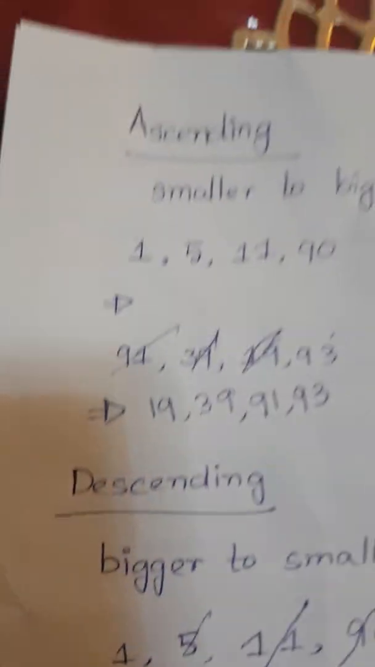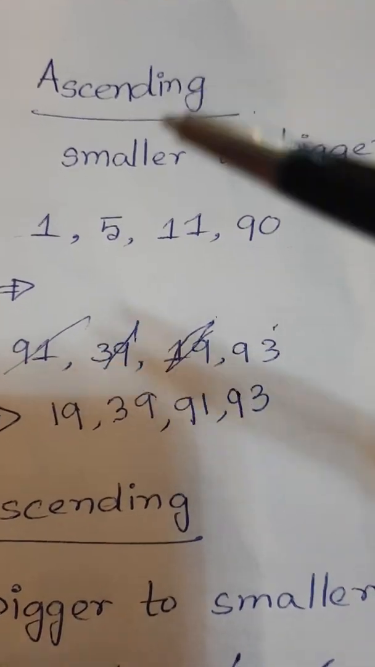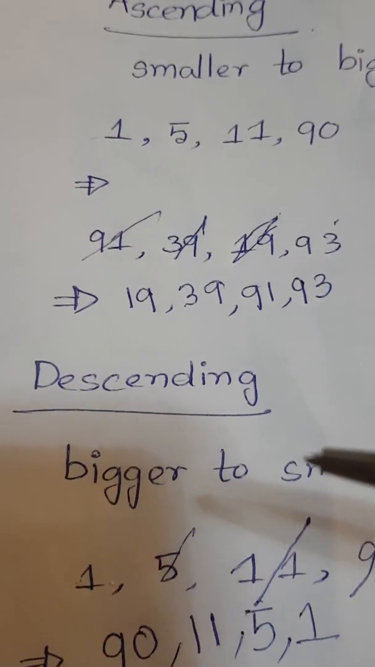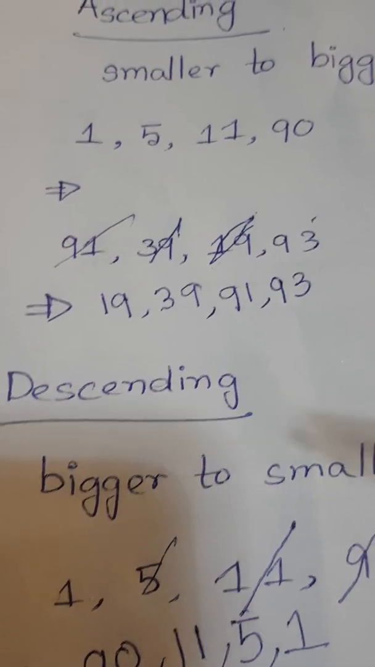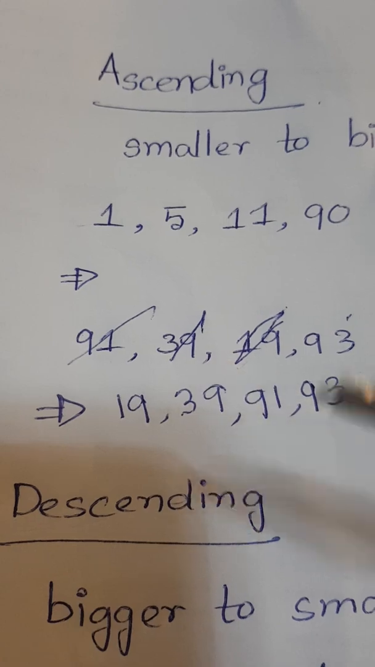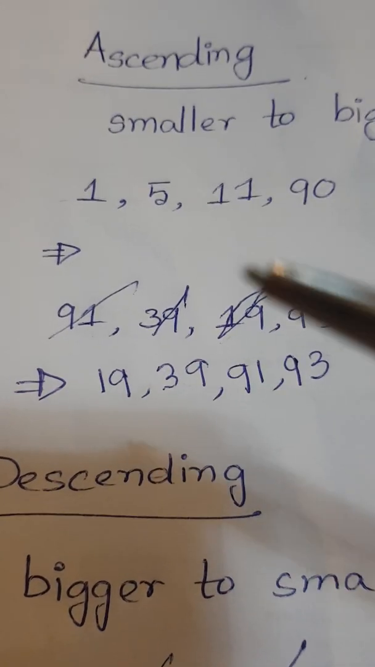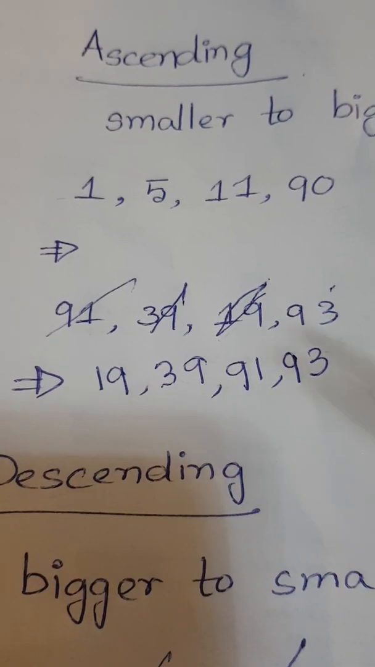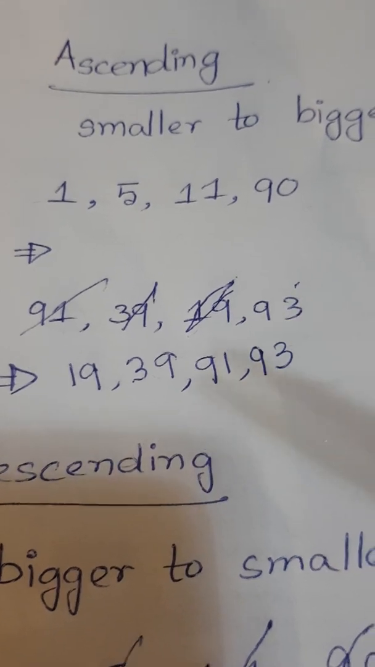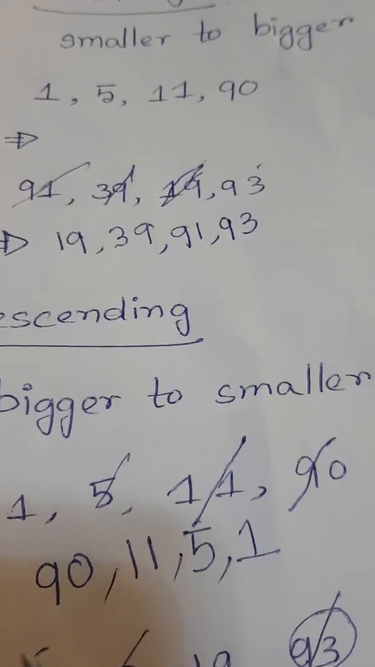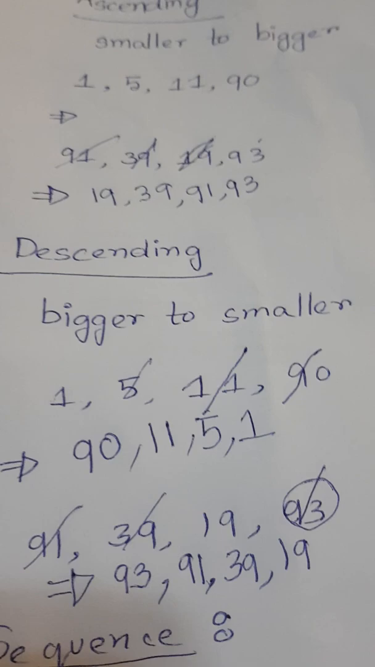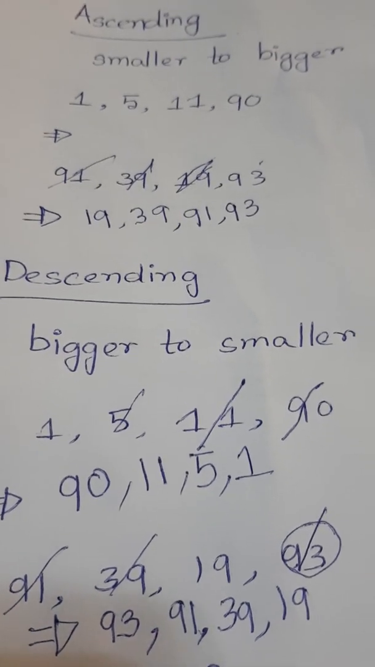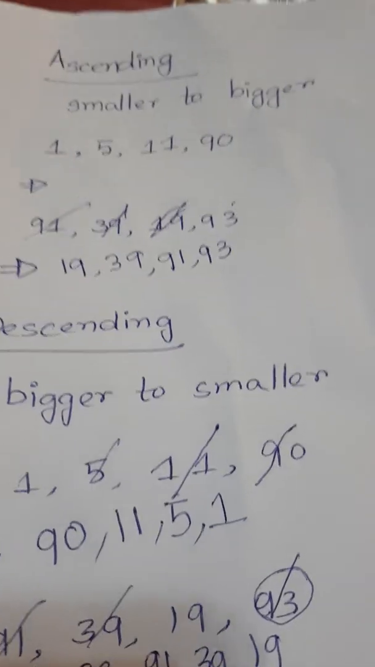Bas, finished. So ascending means smaller to bigger. Descending means bigger to smaller. For arranging in ascending order, always look for the smaller one and start with the smaller one and slowly go to the biggest one. For descending order, always look for the biggest one and slowly go to the smallest one. Okay.